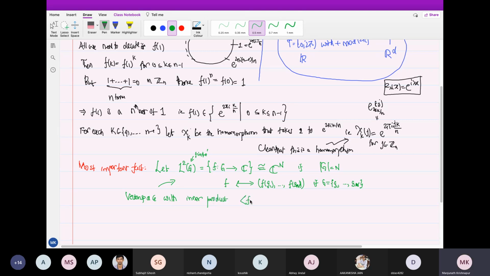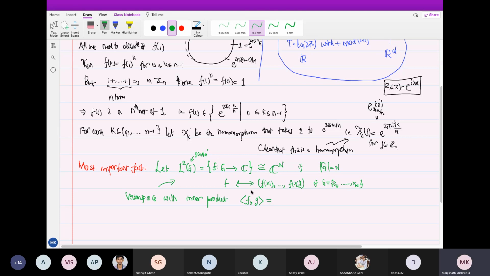With the inner product, how is the inner product of two functions defined? Let me call the elements of the group x1, x2, up to xn. The ordering is not important. If you want to identify it with Cn, then you need an ordering, but I'm not going to use the ordering at all. This is just to say that if you want, you can think of it as just Cn.